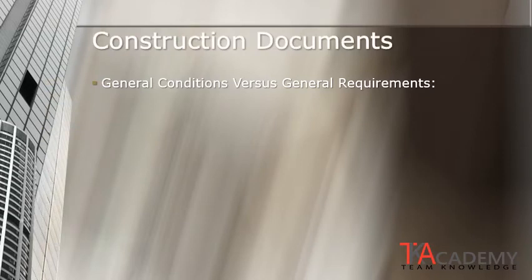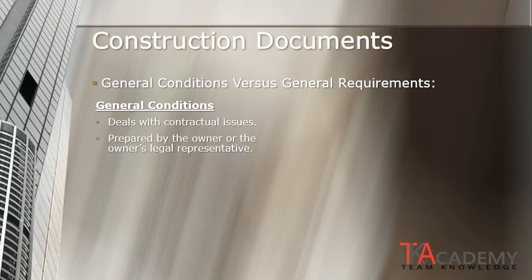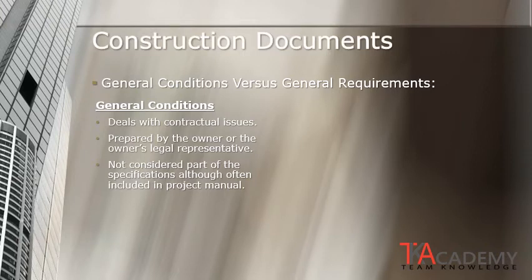Within construction documents, there are both general conditions and general requirements. These are easily confused, but they deal with very different aspects of the construction documents. The general conditions deal with contractual issues, so it's general conditions of the contract, not general conditions of the project. General conditions are prepared by the owner or the owner's legal representation. They are not considered part of the specifications, although they are often included in the front of a project manual. And general conditions are pretty much standardized, and they do not change much from project to project.